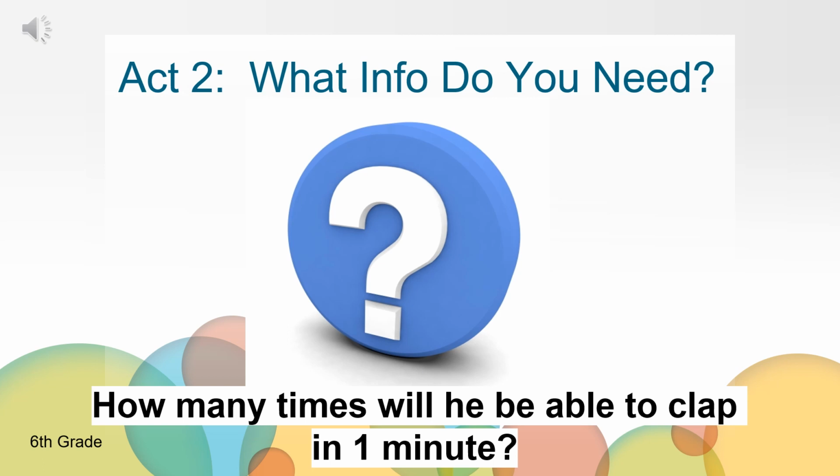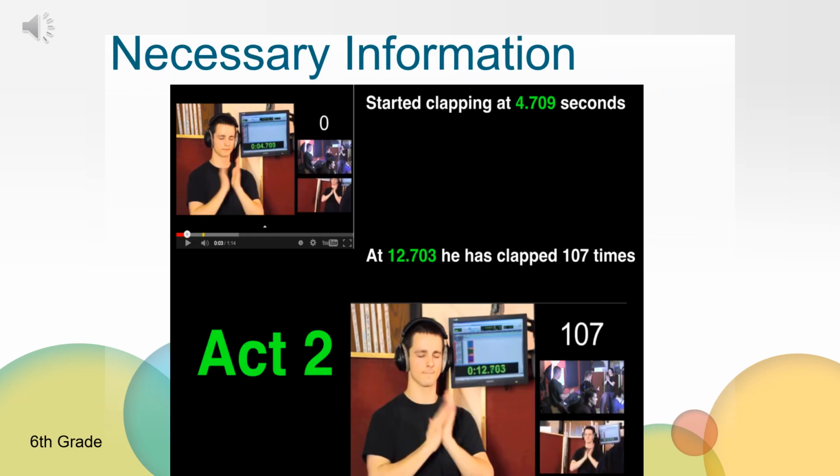Think back to our question. In order to solve this problem, you need to know some information. What do you need to know in order to answer this question of how many times he'll be able to clap in 1 minute? First of all, you need to know when he started clapping at a consistent speed. He did not start clapping until about 5 seconds. Another piece of information you need to know is how many claps he did over a period of time. At about the 13-second mark, he clapped 107 times.